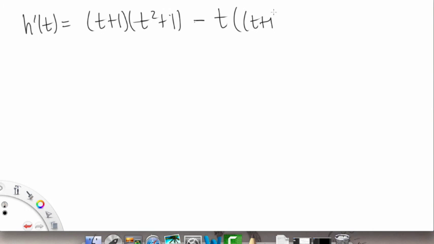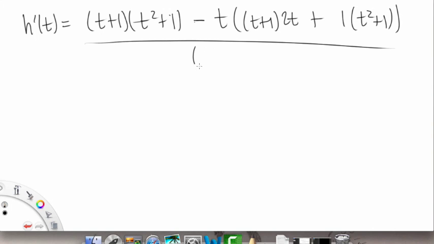Okay, so now we have that h prime of t is going to equal our, let's see, I'll just copy it down here so you guys can follow along. So we had t plus 1 times t squared plus 1. Here I'm just copying down the last step that we had on the previous slide, minus t times t plus 1 times 2t, and then plus a 1 times t squared plus 1. Okay, so that was there, and then we had a t plus 1 times a t squared plus 1 quantity squared on the bottom. Okay, so we're back to where we ended on the last slide.